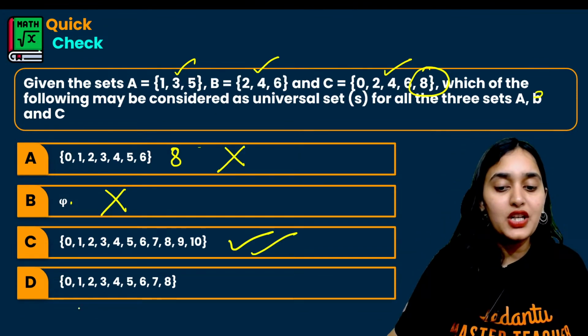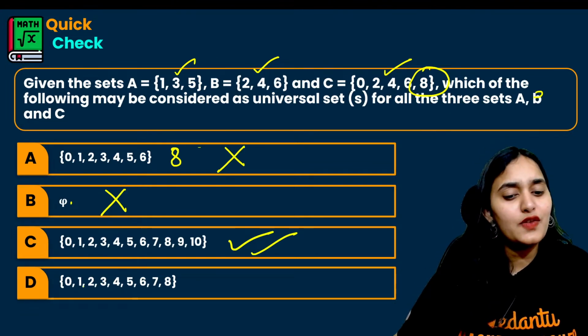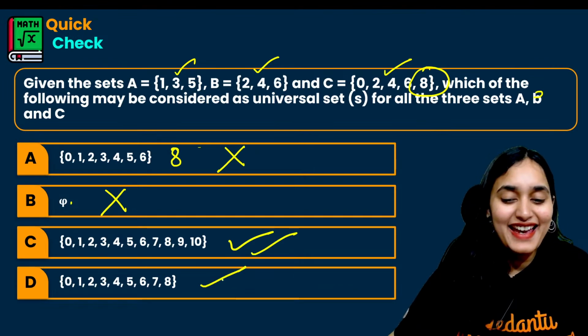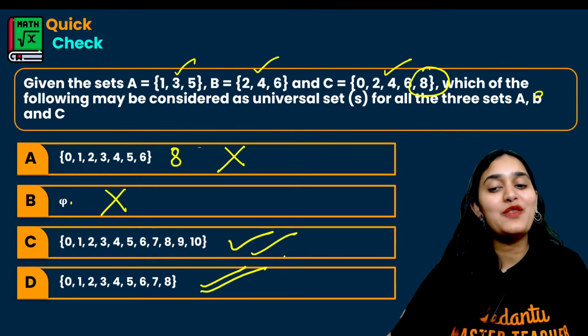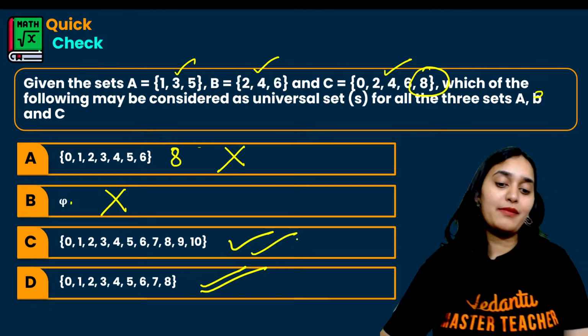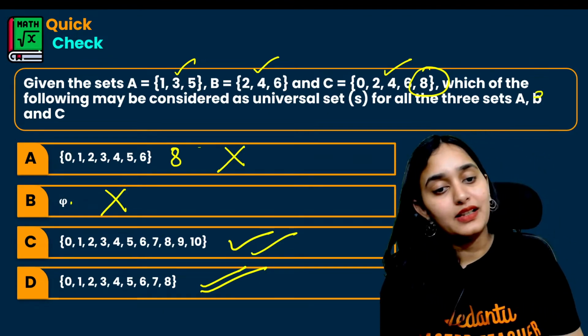But what about option D? Can it not be the universal set? It has 0, 1, 2, 3, 4, 5, 6, 7, 8. Yes, this can also be the universal set. Okay. Both of them are correct, option C and option D. Both of them are possible.